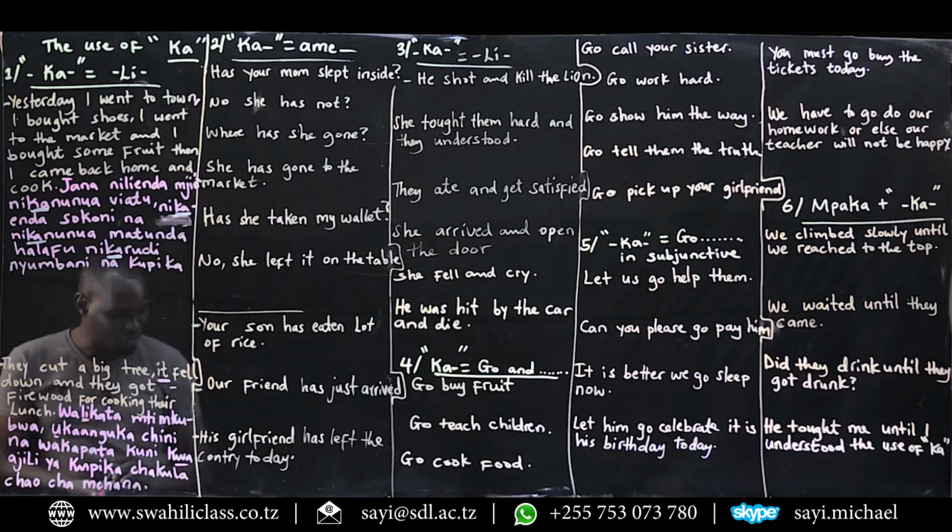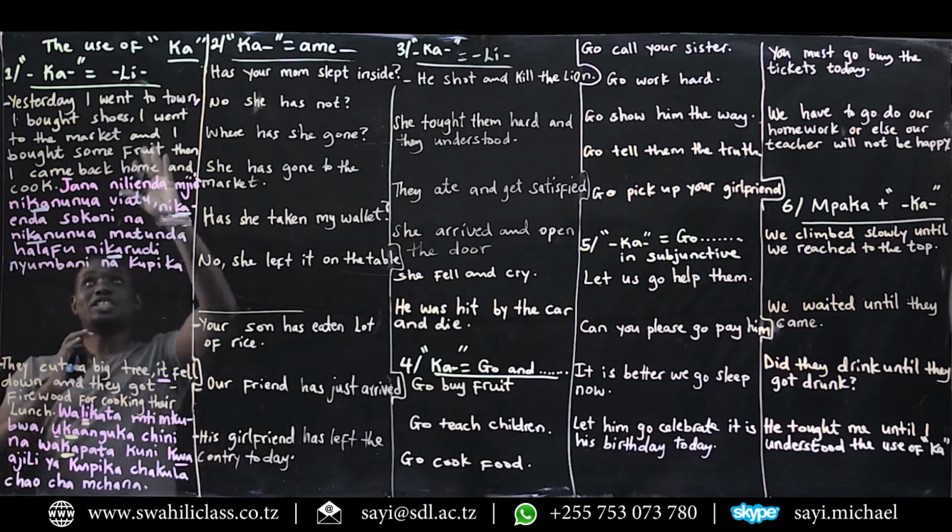Walikata, you have your past tense li in the first sentence. Walikata mti mkubwa, ukaanguka chini, na wakapata kuni kwa ajili ya kupika chakula chao cha mchana, for cooking their lunch. You see that? So this is the function number one for ka. We continue. This is just the function number one for ka.